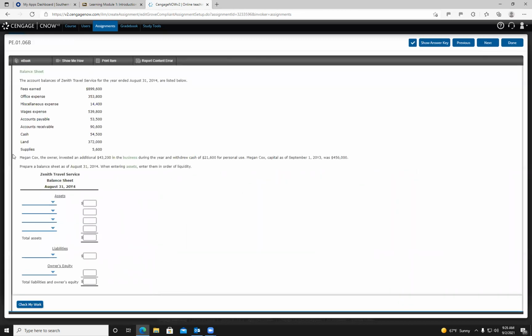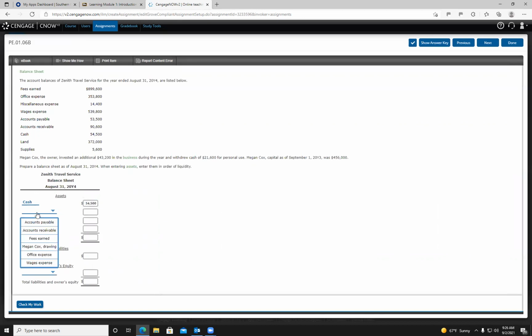We'll do one more problem. This is another practice problem for the balance sheet. The account balances of Zenith Travel Services for the year ended August 31st, 2004, and the accounts and the balances are listed below. First thing we're going to do is put in our cash, because that is our most liquid asset.